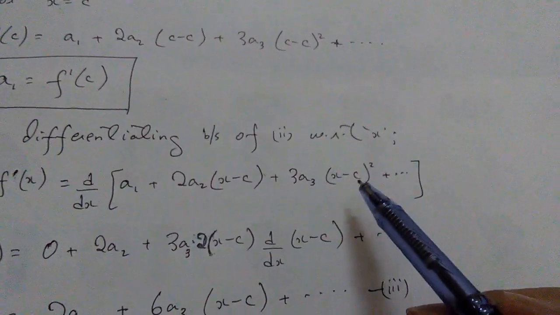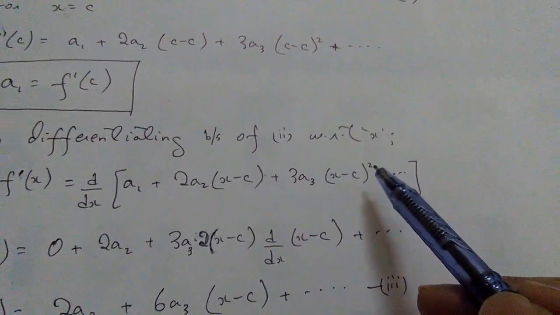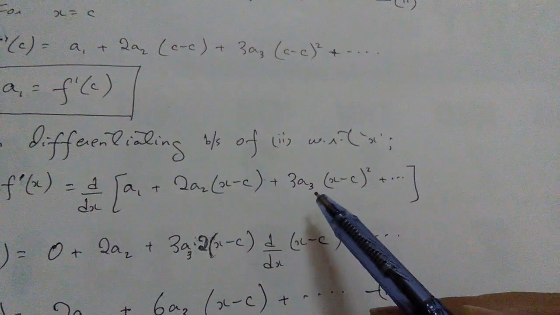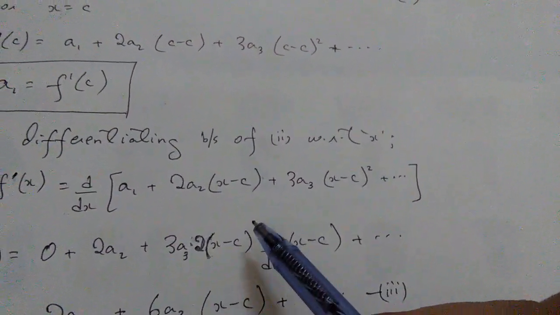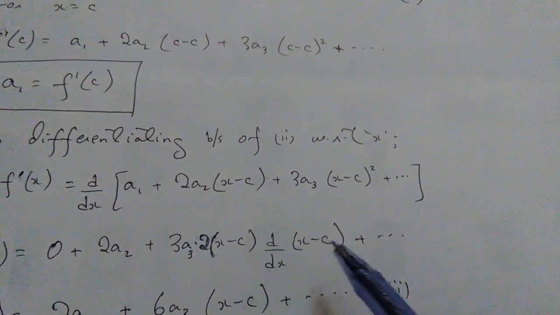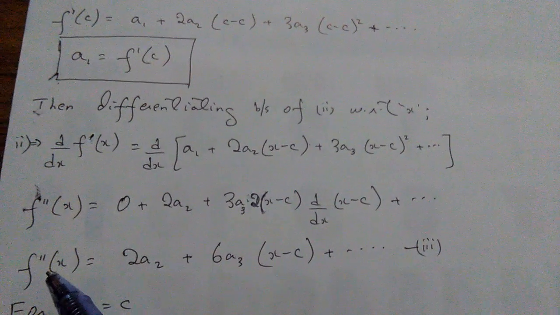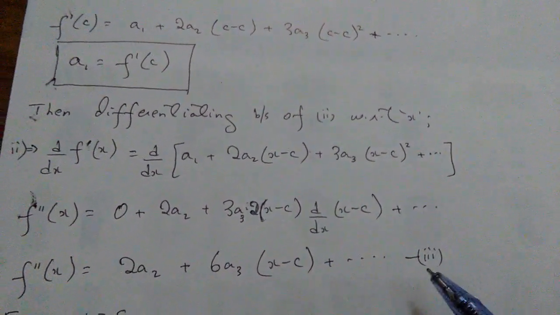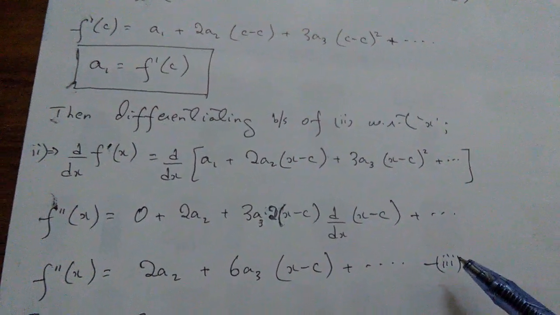Okay, and then you apply the derivative to x minus c squared, keeping 3a3 out. So it becomes 2x to the power 2 minus 1, which is 1, and then the chain rule here, and so forth. So this gives us f double dash x like this. That's what I got, and this is my equation number 3.